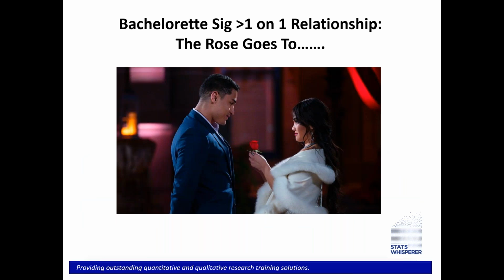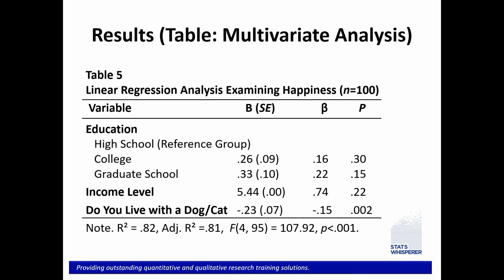So in the Bachelorette, this is what it looks like. When you find the strongest relationship, she just walks on up and hands over a rose, and the question is answered. But for us, it looks more like this. This is the regression model. Now there were 5 separate bivariate tests, but this is one regression model, one test. So we've regressed education, income, and living with a dog or a cat on happiness.